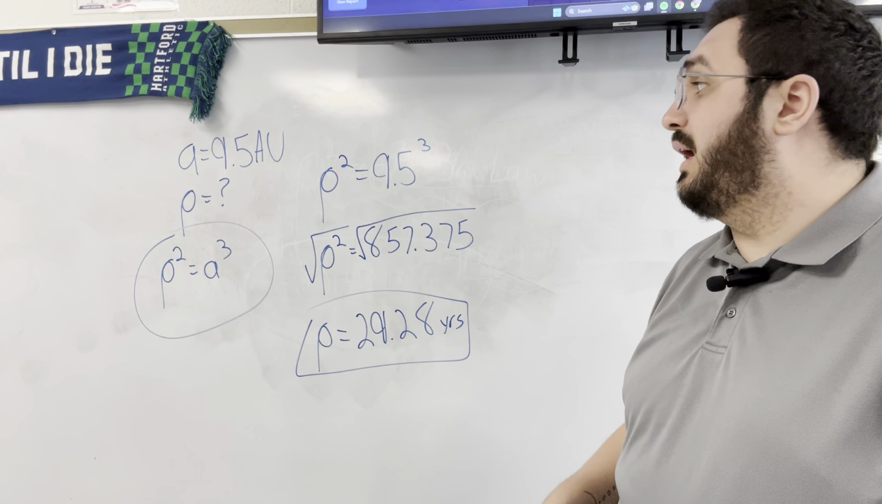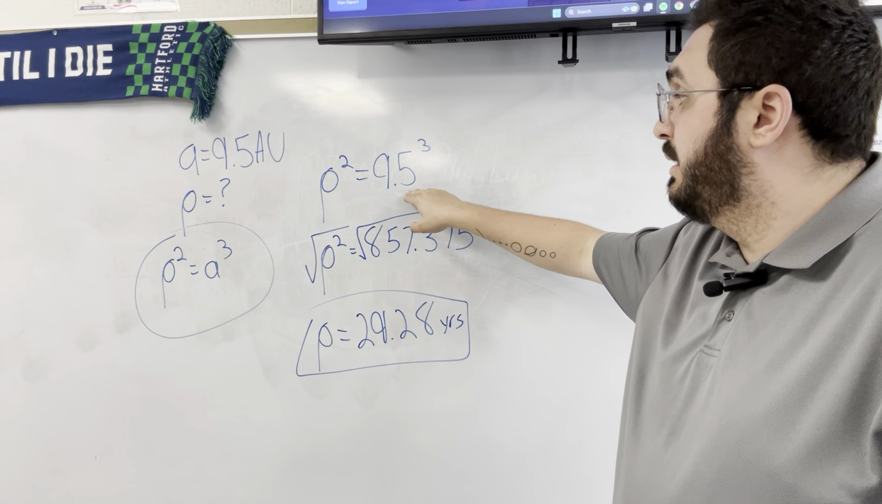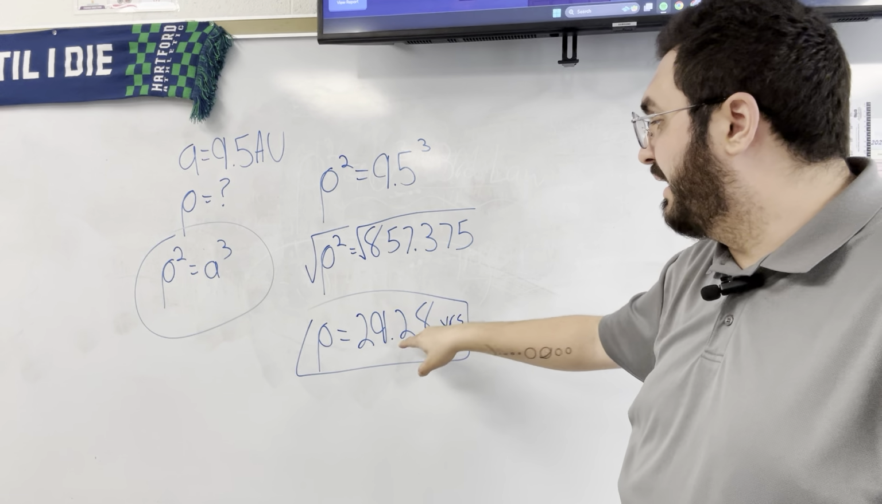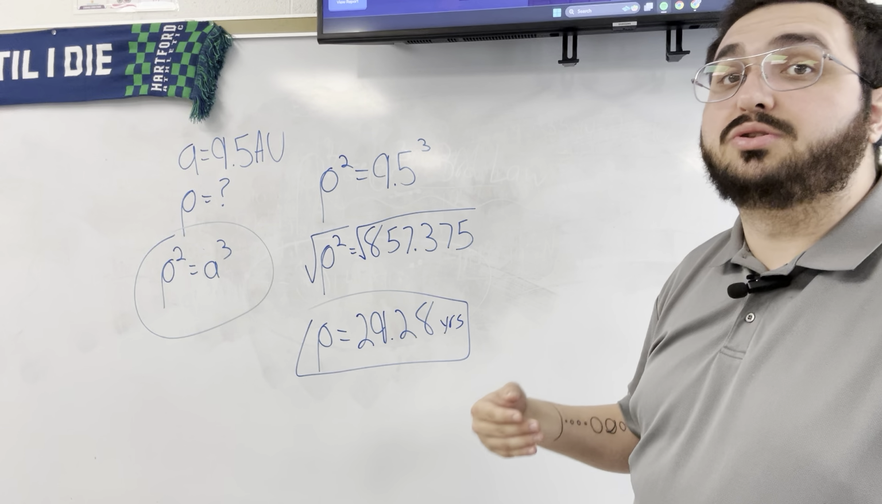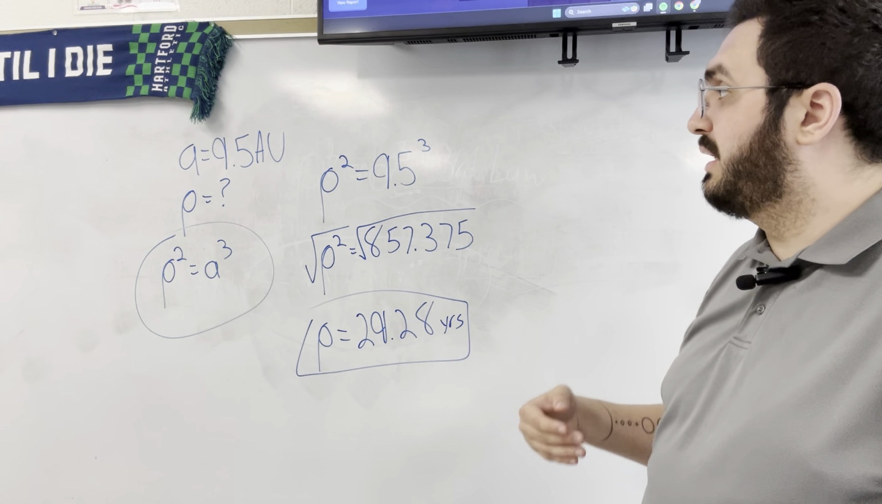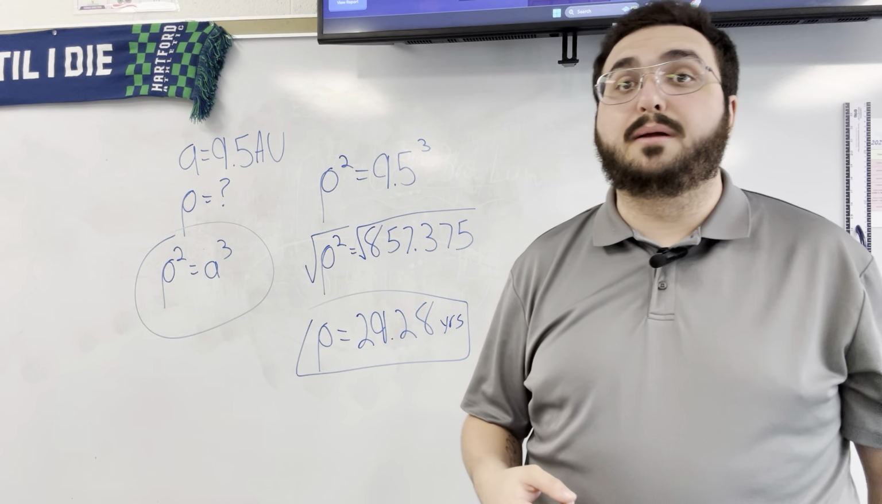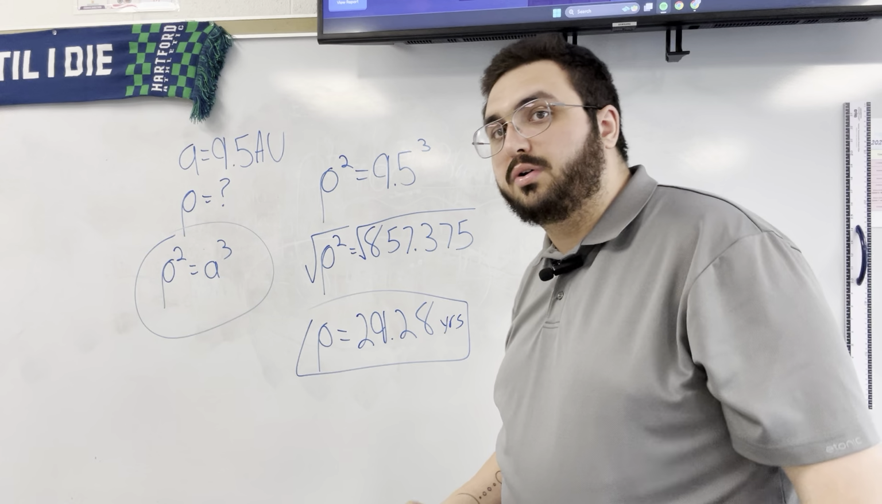So again, all I did was I cubed whatever number was given to me, and then I took the square root of that number. And when I did that, I got my final answer. So that is how you solve a Kepler's third law problem if you are given the distance. Now, let's go over how to solve a problem if we were given the period. So I'm going to go ahead and erase this.